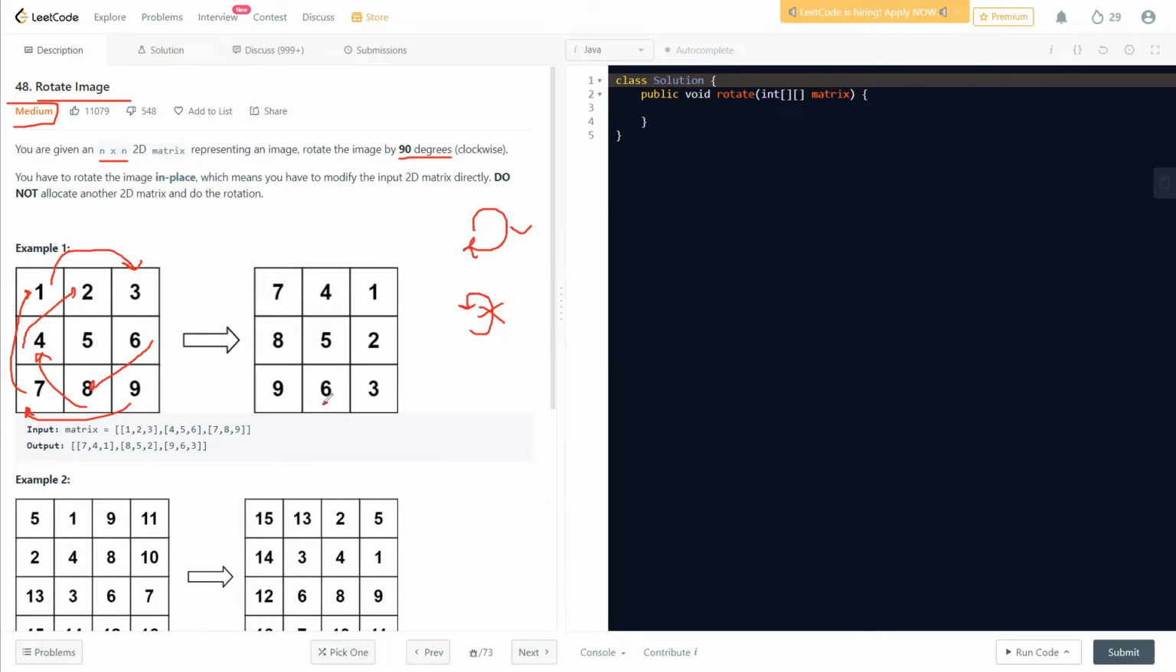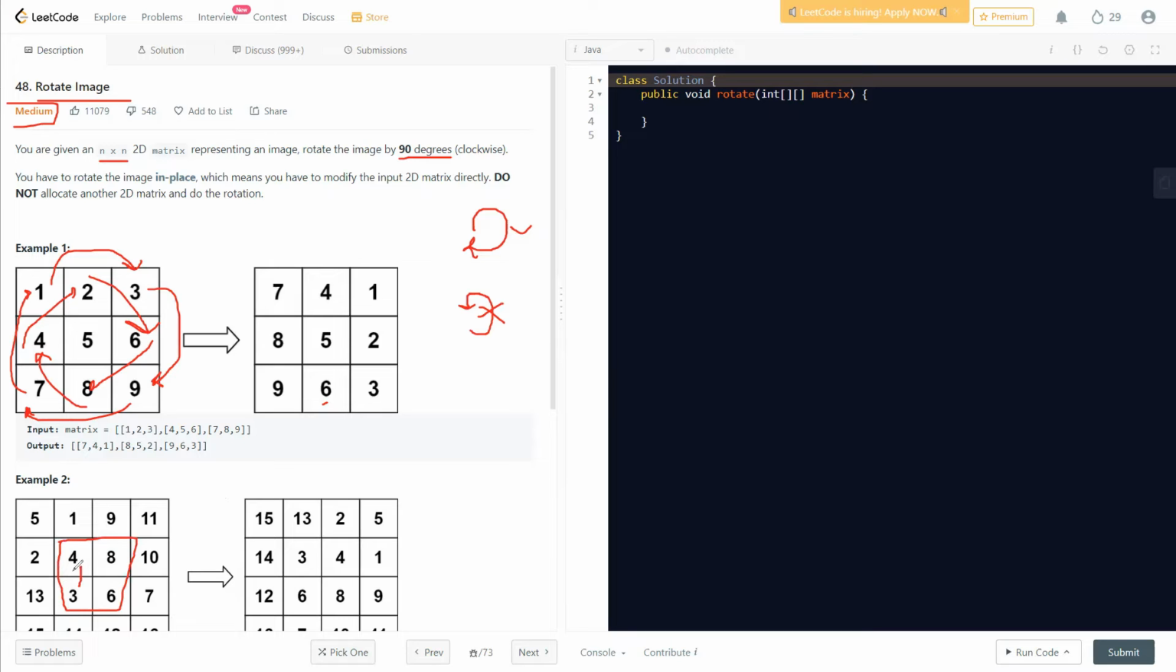Then 3 is moved to the position of 9, and then 2 is moved to the position of 6. So that's the rotation that happened. And if there's any singular element in the middle, that doesn't rotate. But if there's any element like 4, 8, 3, 6 in example 2, this thing rotated as well in a clockwise direction.